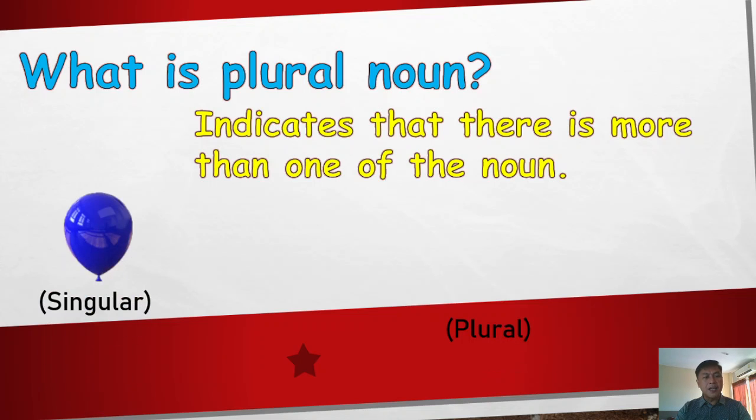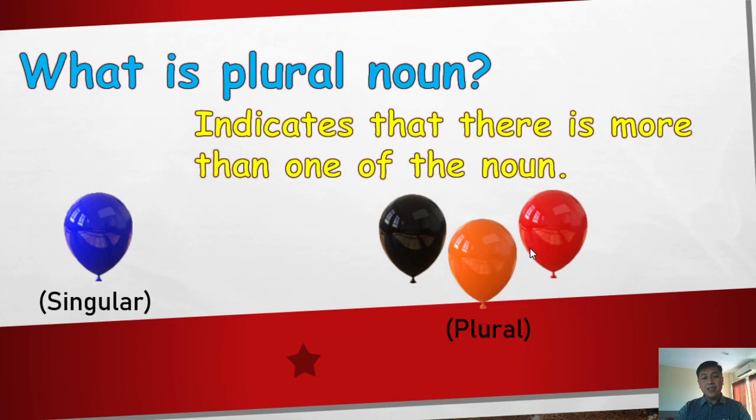For example, balloon. This is singular because it is only one. But if there are three balloons, this is already the plural form. One balloon, three balloons.